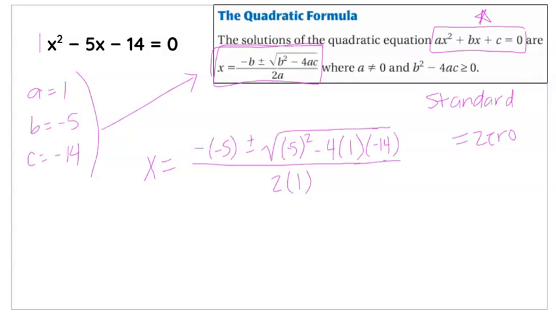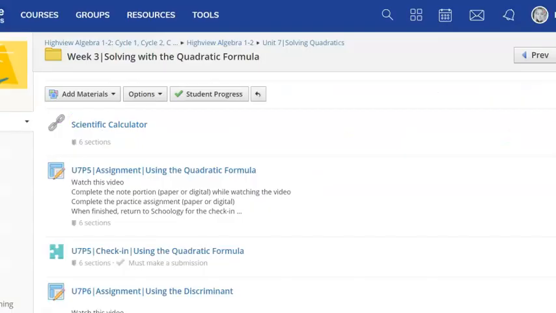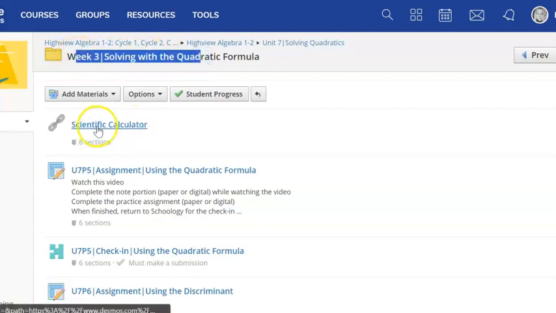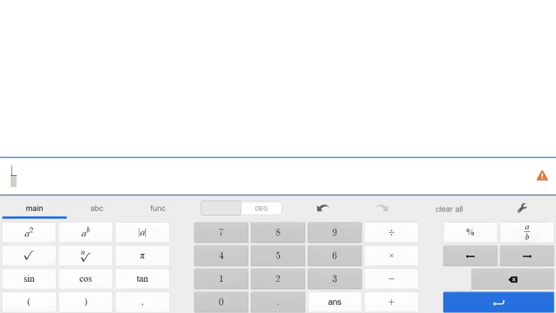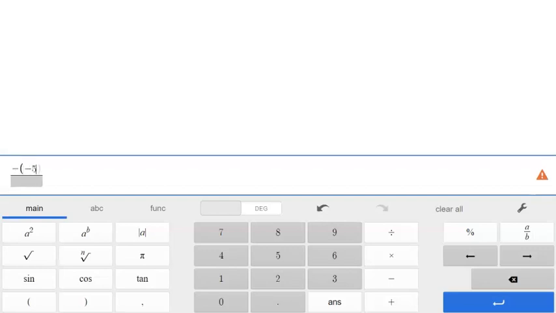Now we could go through and do all of these mathematical operations by hand, but I am going to encourage you guys to use your calculator. On your Schoology page in your week 3 folder, I did link this scientific calculator that I want you to use. I'm going to show you how to use that calculator. We are going to start by hitting this fraction button to get that fraction piece for our quadratic formula. And then we're just going to type in exactly what we wrote down.